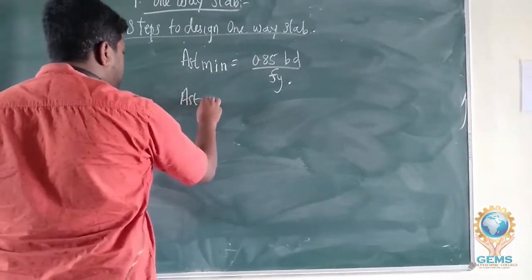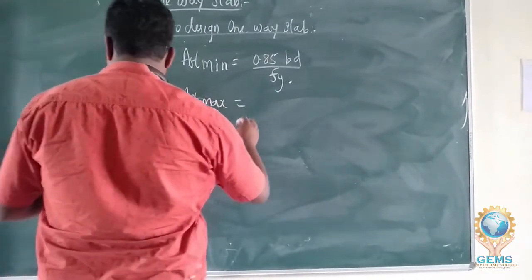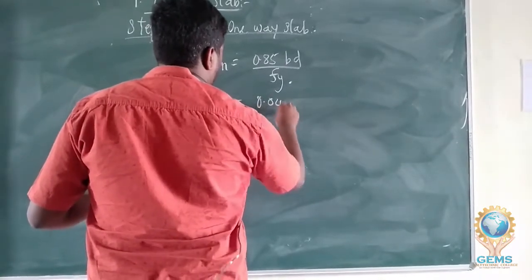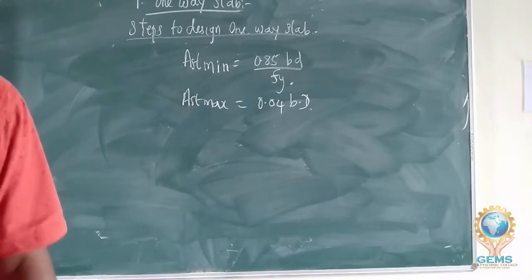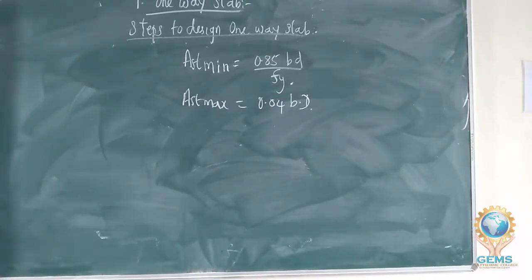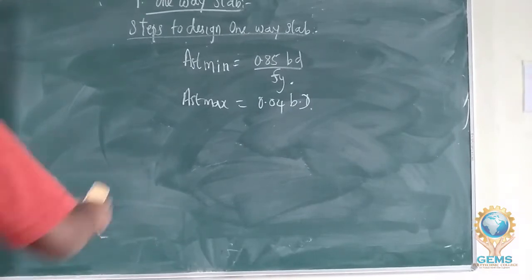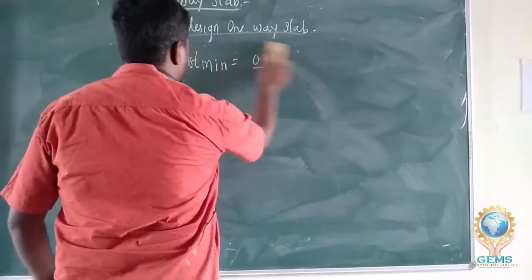AST maximum is equal to 0.04 into B into D overall. These are the two formulas to calculate. Take your notes and write all the steps, then only you can understand it very clearly. I am going to draw this.